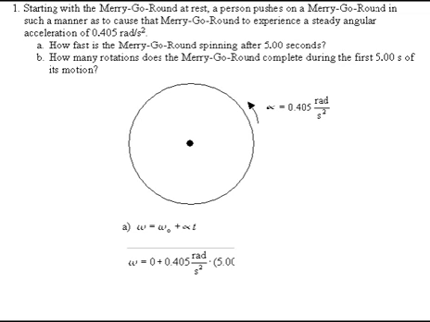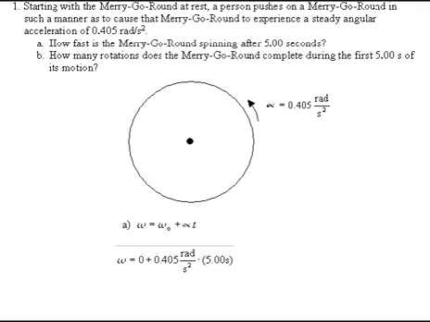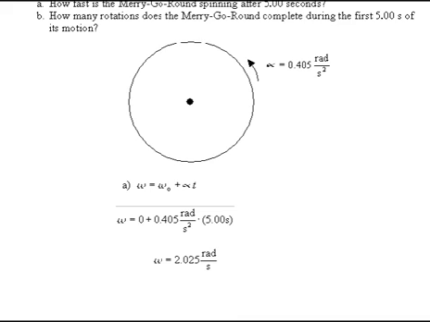We'll go ahead and substitute the values, the 0 for omega 0, the given angular acceleration 0.405 radians per second squared, and the time t. And evaluating that, we find that omega is 2.025 radians per second. To 3 sig figs, that's just 2.02 radians per second.